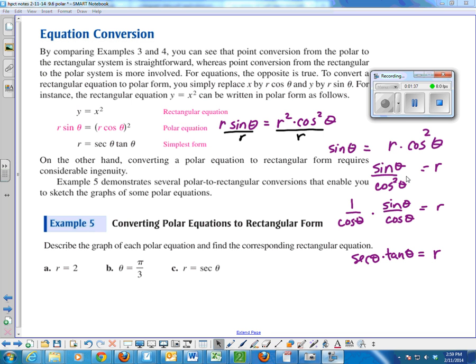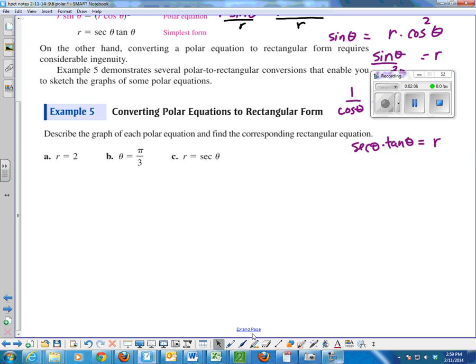And then what they've done is separate this as sine over cosine, that's here, times 1 over cosine. So the denominator cosine is separated into two fractions: sine over cosine times 1 over cosine. 1 over cosine is secant, and sine over cosine is tangent. So that's how they get to the simplest form here. Let's go ahead and try this with example A.